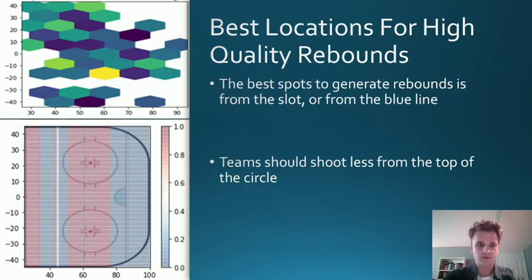So now we can get to the results of the research. Seen in the top left corner is a chart that shows the expected goals of a rebounded shot based on where the original shot came from. To explain a little bit more in detail, if you take this yellow hexagon here, it means that shots from this area generated the highest quality rebounds, while shots from these darker hexagons generated lower quality rebounds. It tells us where the best locations are for these high quality rebounds.